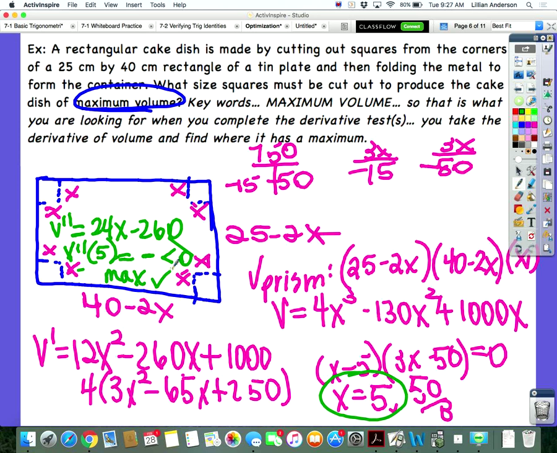So it says, what size squares should we cut out to produce a cake dish of maximum volume? The size is going to be 5 centimeters. I know I'm kind of all over the place because I don't have the space, but you guys hopefully have space in your paper.